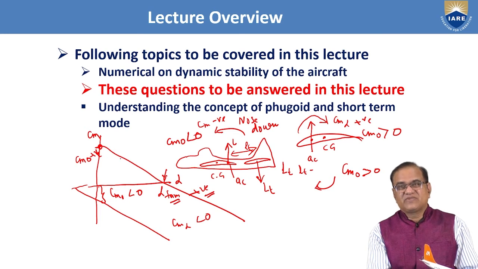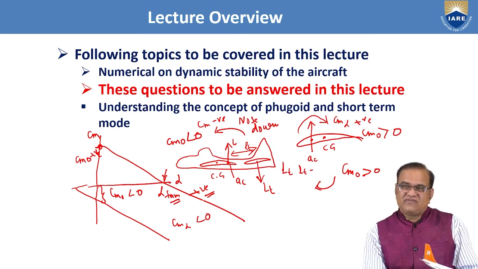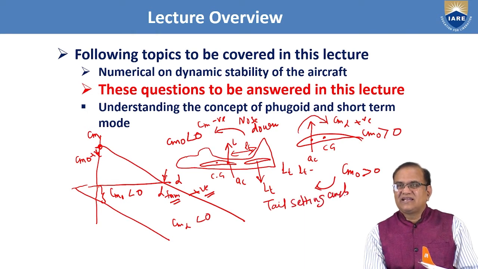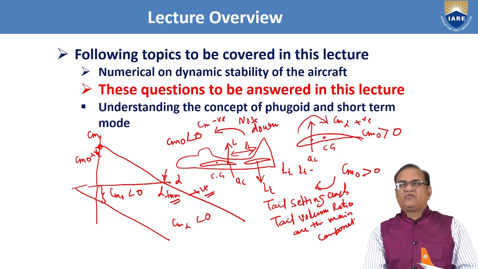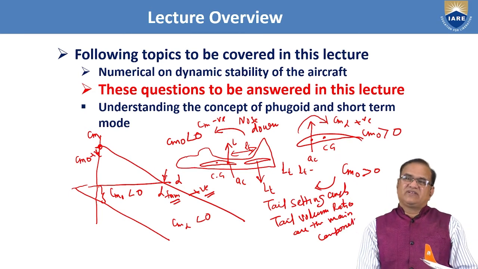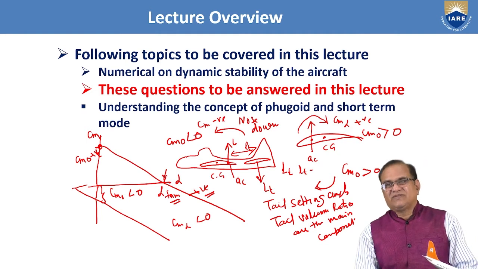So that is the beauty of this aircraft, that the tail plays a very important role. The tail setting angle and the tail volume ratio are the main components which contribute towards the aircraft longitudinal static stability.